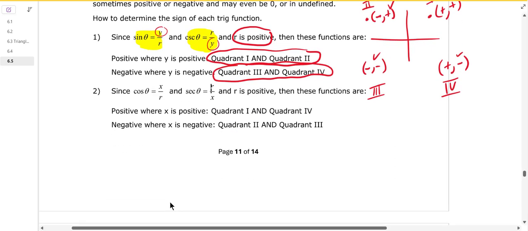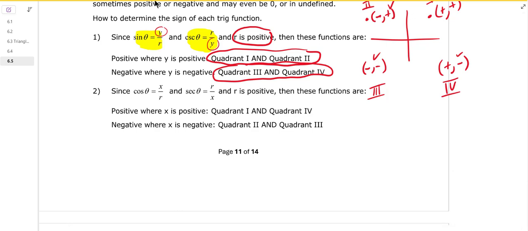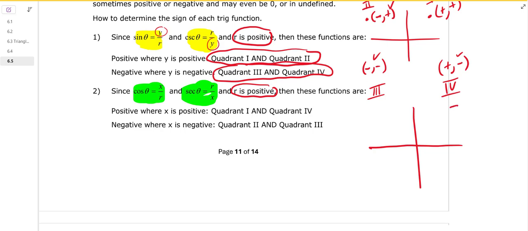So now we'll go on and look at the cosine. You can reason this out. The cosine and secant both have r and they both have x in them. R is always positive. That's the key. So what you're thinking about when you're thinking about a cosine is it's all about x. If you're in quadrant 1, you have a positive x and a positive y. If you're in quadrant 4, you have a positive x and a negative y. So what you're going to find is the cosine and secant will be positive in quadrants 1 and 4, because that's when x is positive. That's how you figure that out.